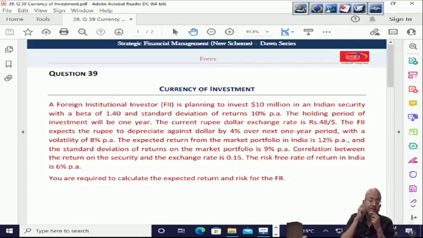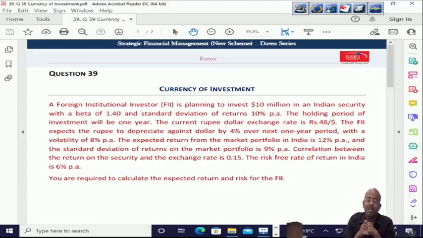Question number 39 is also on currency of investment. A foreign institutional investor, FII, is planning to invest $10 million in an Indian security with a beta of 1.4. So a US FII is investing in India, in an aggressive stock with a beta of 1.4 and a standard deviation of 10%. That's the SD of the security. In portfolio management, SD measures total risk, systematic and unsystematic both, while beta captures the systematic risk. It has nothing to do with this sum. The holding period of investment will be 1 year.